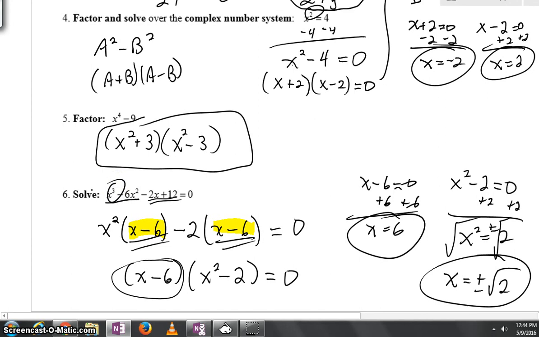When the highest power is a 3, we'll have 3 solutions. The plus or minus counts as 2. The positive 6 is your third. We're going page by page. This is the end of our first video.